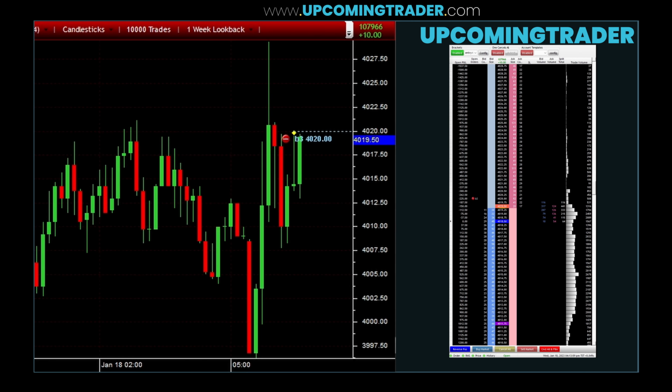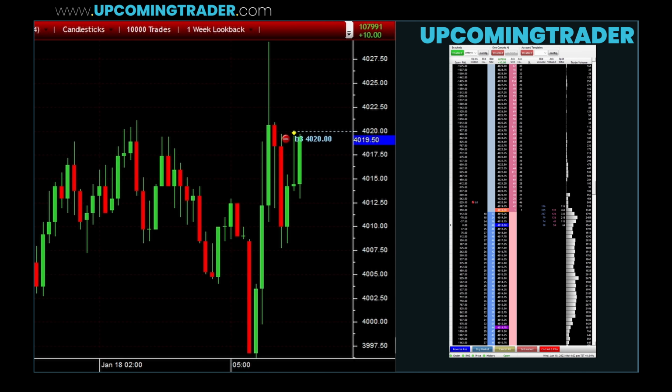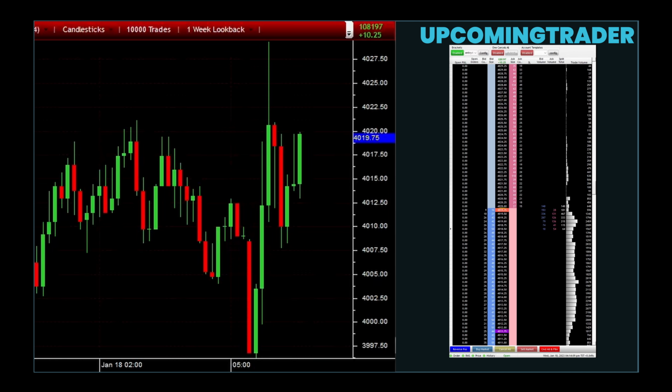If the on balance volume is rising, it means buyers might be stepping in and that the move up could be strong. If it is falling, it means sellers might be gaining control.